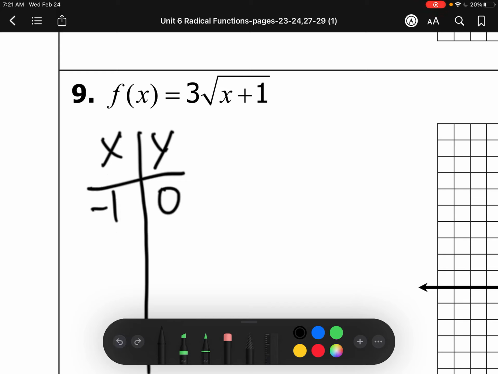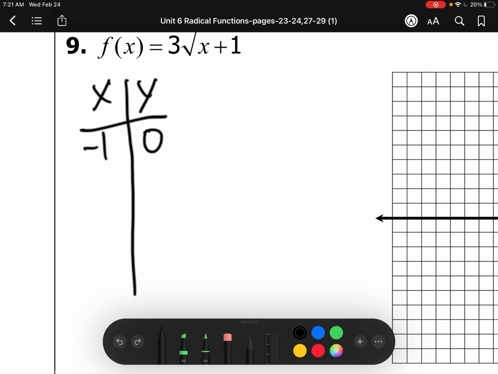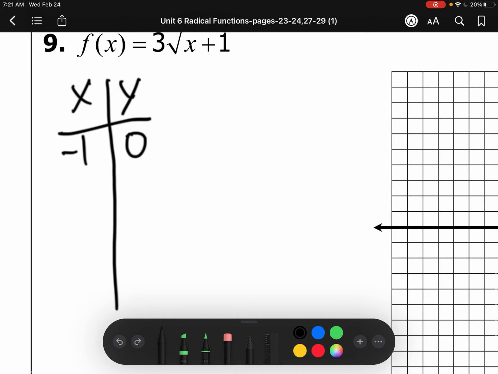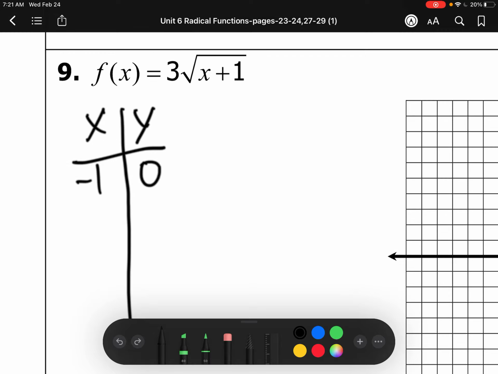So you can plug in numbers that will make your radicand 0 or greater than that when you're doing a square root function. That's why I was able to plug in negative 1. I don't want you guys to get confused by that, because when we were doing the parent function of a square root function, I told you can't plug in negative x values. However, here, that negative x value made my radicand 0. So that's why. But you can't plug in negative 2 now because negative 2 plus 1 is negative 1. And then you would have a negative radicand, which does not work.